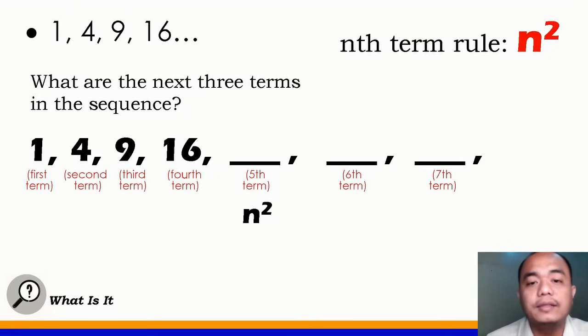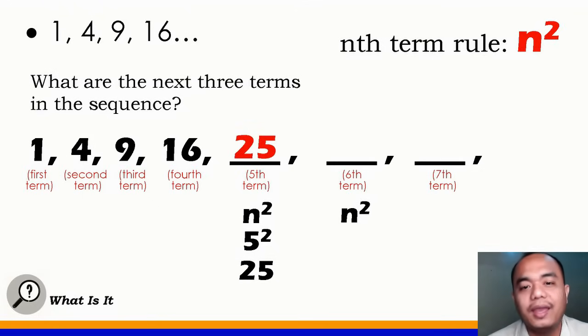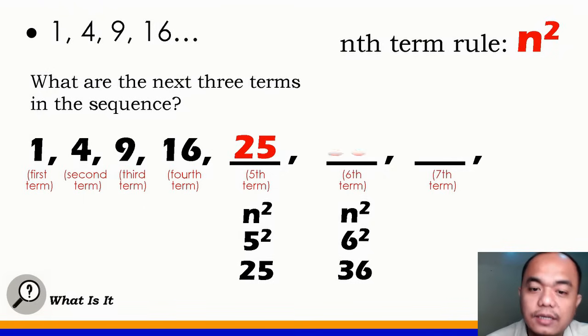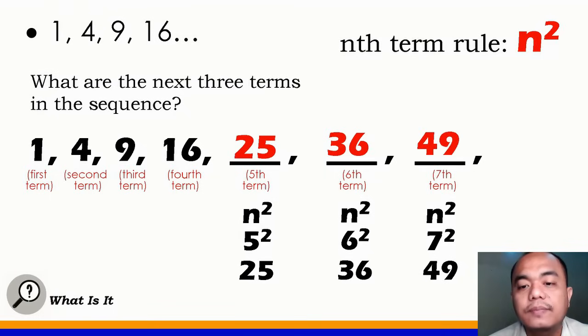Let's have the 5th term. So we will use n squared, and we will replace n by 5 because 5 is the number that represents the 5th term. So that's 5 squared, and 5 squared is 5 times 5 equals 25. Okay? Next is n squared. 6 squared, because we're looking now for the 6th term, so we change n to 6. And then we have 6 times 6 equals 36. And then 7. 7 times 7 equals 49. So our next 3 terms here are 25, 36, and 49.